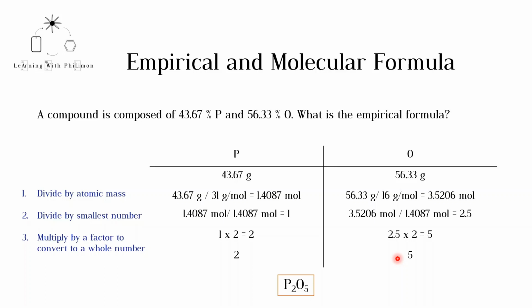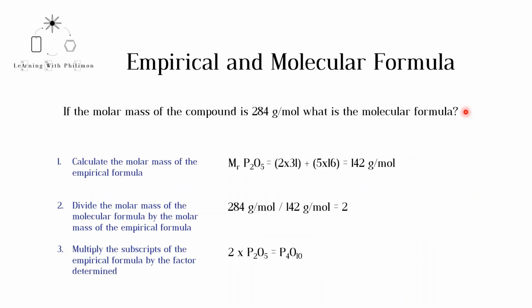But how do we determine the molecular formula? A follow-up question could be the following. If the molar mass of the compound is 284 grams per mole, what is the molecular formula? We have already determined that the empirical formula is P2O5. The first step is to calculate the molar mass of the empirical formula by adding the atomic masses of the elements present. The molar mass of P2O5 is 142 grams per mole.